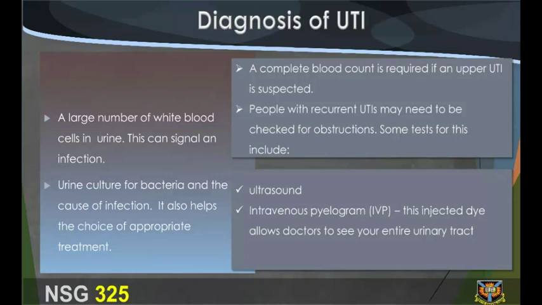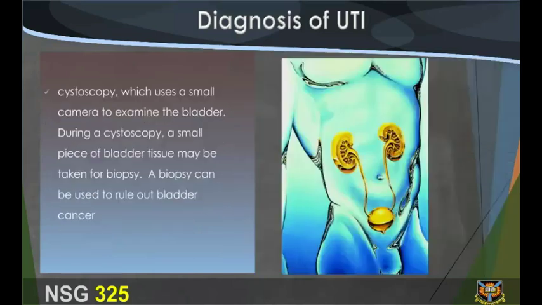Urine culture identifies the bacteria and the cause of infection. It also helps in the choice of appropriate treatment. A complete blood count is required if an upper UTI is suspected. People with recurrent UTIs may need to be checked for obstructions. Some tests for this include ultrasound and intravenous pyelogram (IVP). This injected dye allows doctors to see your entire urinary tract.